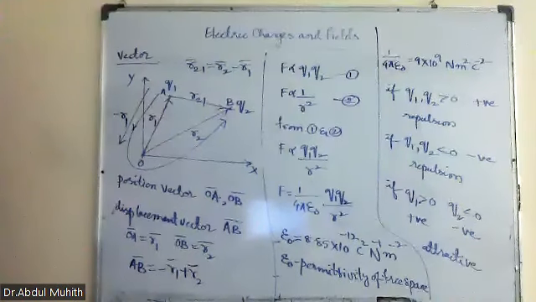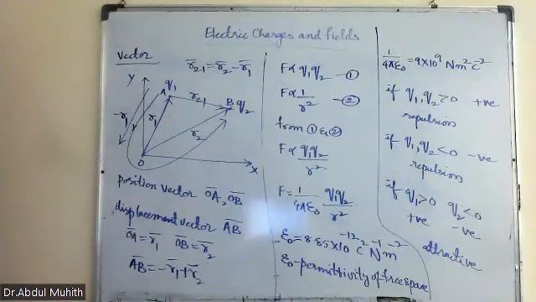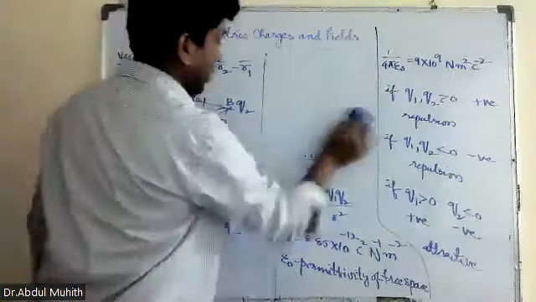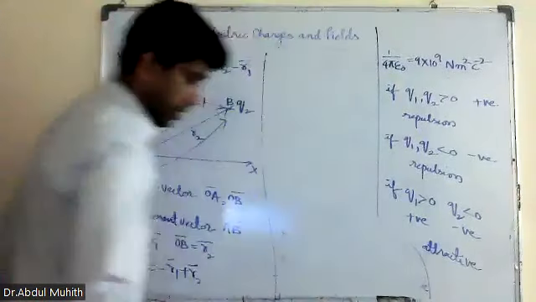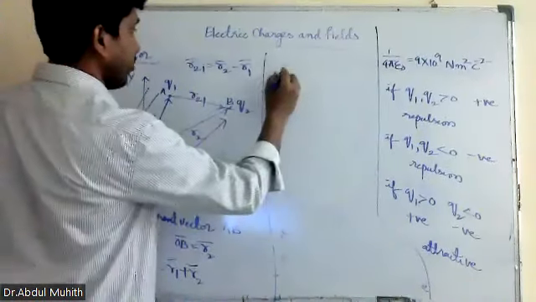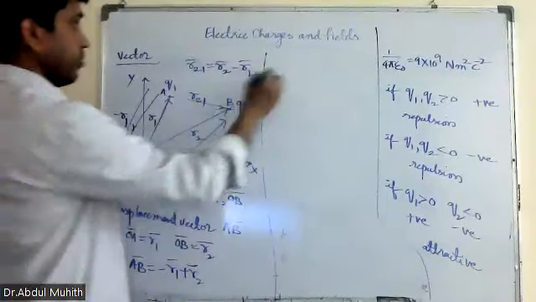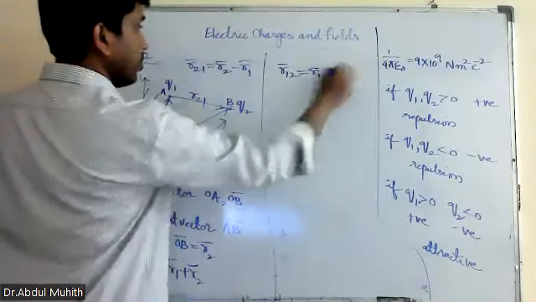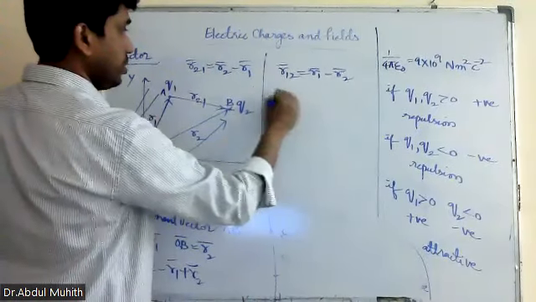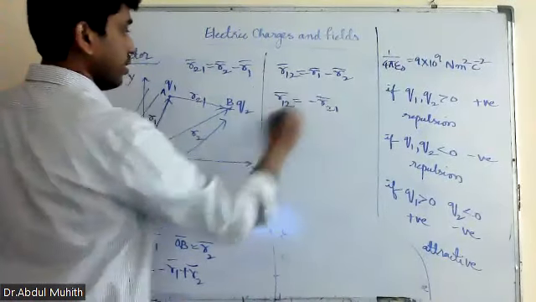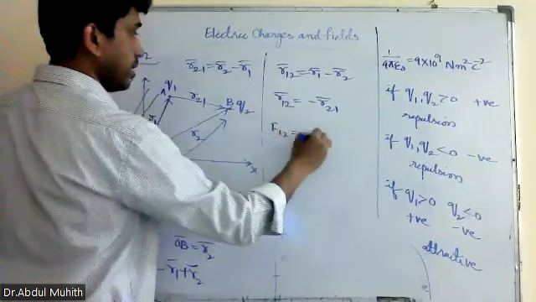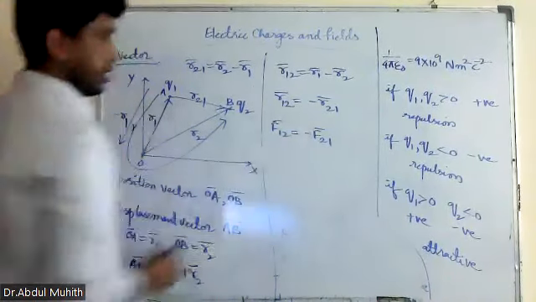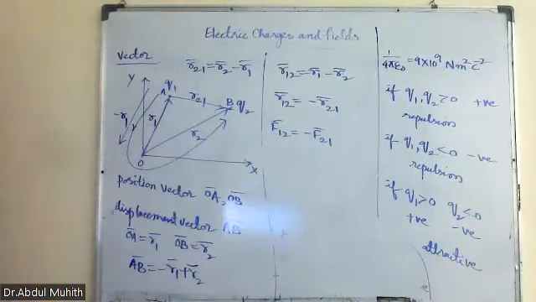Done, all of you? Did you copy this one? So what will happen here? We are writing here F12. If I want to go the other way, then it will become R12, and R12 is equal to R1 minus R2. So R12 is equal to minus R21, and we have F12 is equal to minus F21. Understood now? F12 is equal to minus F21.